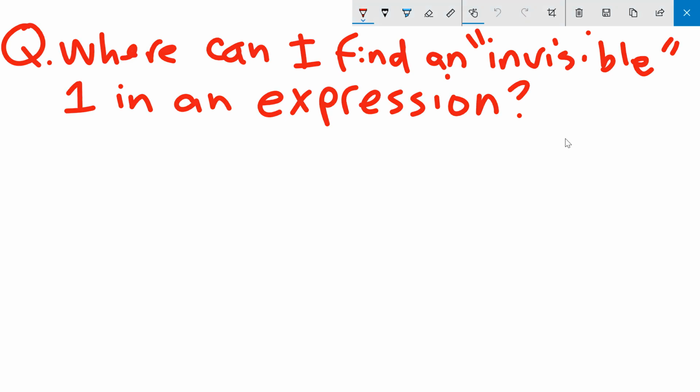So hello there. I thought it'd be appropriate to talk about a new question, and that question is, where can I find an invisible one in an expression? There's a lot of places you can find these invisible ones, but I just want to talk about one place in particular. Here's my quick answer.